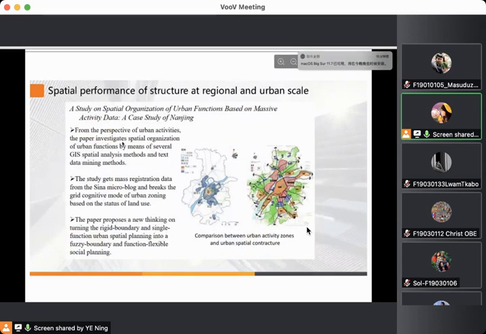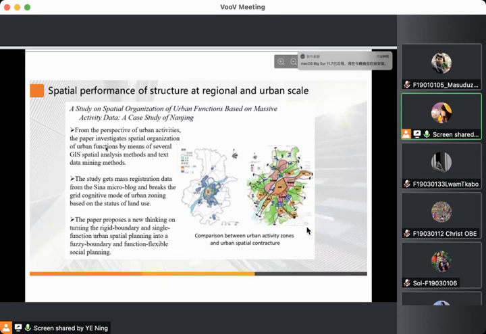Here, the next is for spatial performance and structure at region and urban scales. These scenarios, please look at. These scenarios come from a conference. Look at these titles. A study on spatial organization of urban functions based on massive activity data. Okay, this is a case study of Nanjing.